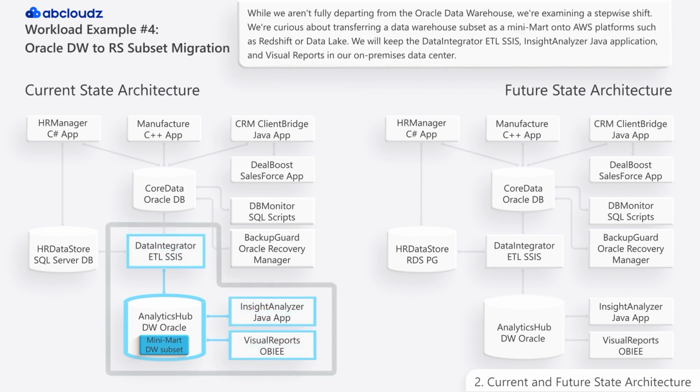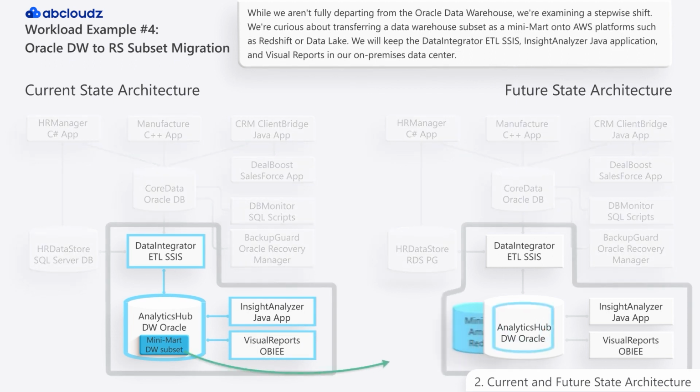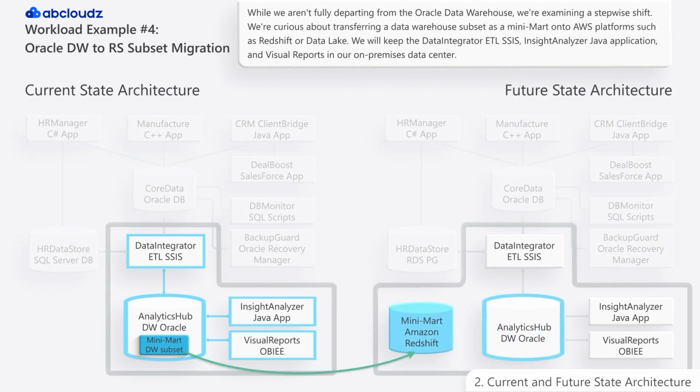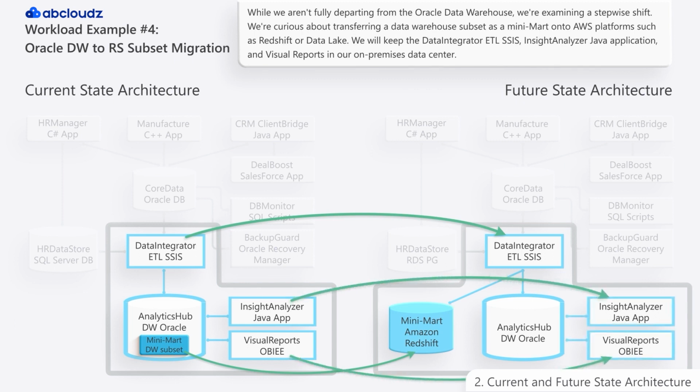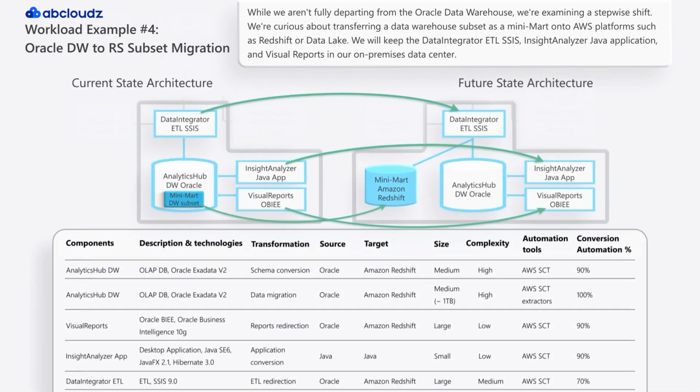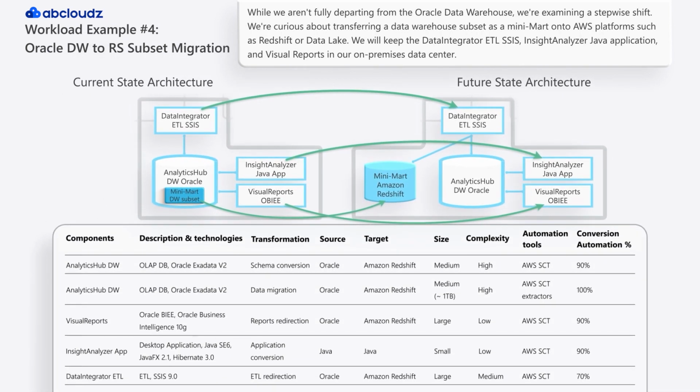Bringing the client's goal to life, we migrate the designated subset to Amazon Redshift, selected as the target after consulting with the customer. We integrate ETL SSIS with Amazon Redshift, and it continues to transmit data to the Oracle data warehouse. While the Insight Analyzer Java application and Oracle Visual Reports remain in the on-premises customer data center, we adjust them to ensure compatibility with the data subset migrated to Amazon Redshift. Here is the detailed table showcasing the transformation for this scenario.